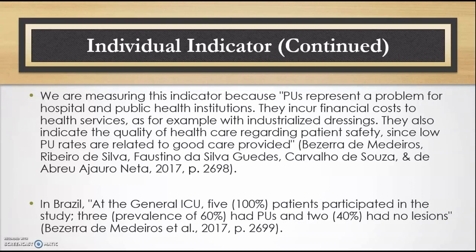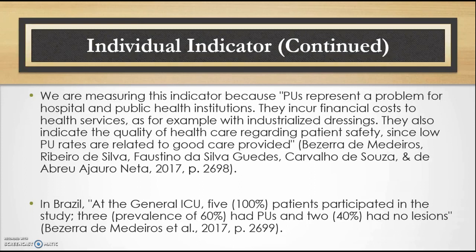This is Ashley Babb, and I'll be talking about the individual indicator continued. Why are we measuring this indicator? We are measuring this indicator because PUs represent a problem for hospital and public health institutions. They incur financial costs to health services, as for example with industrialized dressings. They also indicate the quality of health care regarding patient safety, since low PU rates are related to good care provided. The existence of PUs has repercussions on stressful situations for health professionals, specifically for the nursing team. Becerra de Medeiros et al., 2017, page 2701.